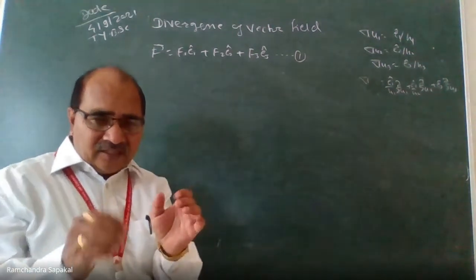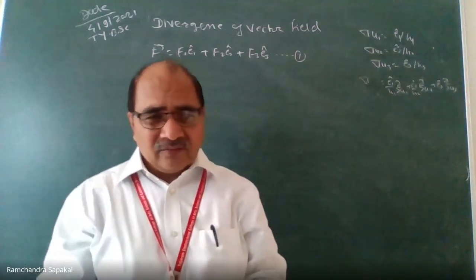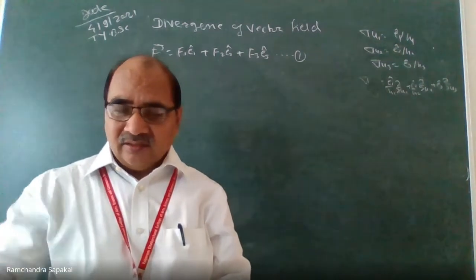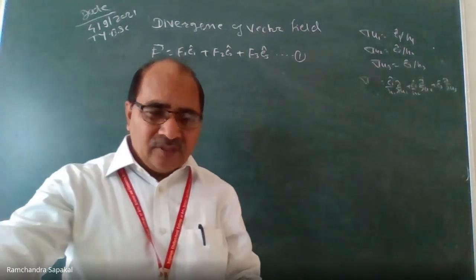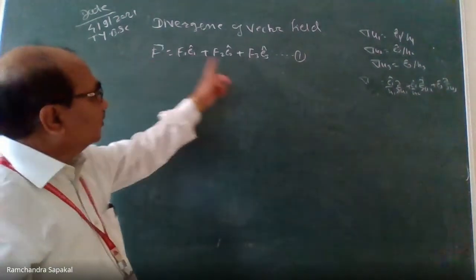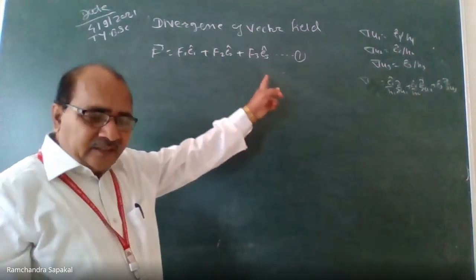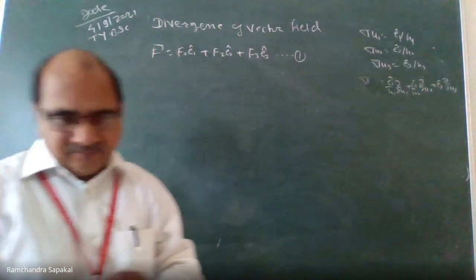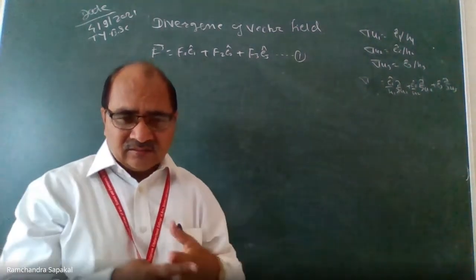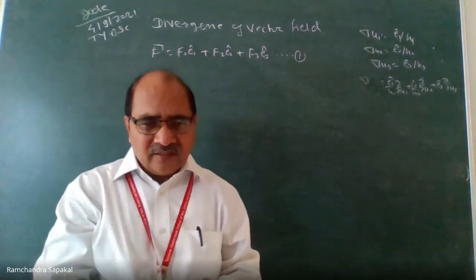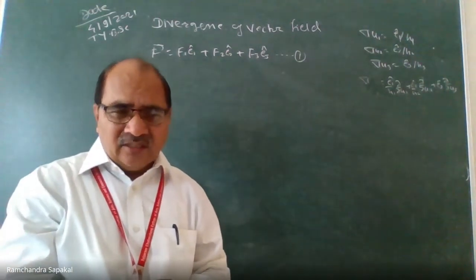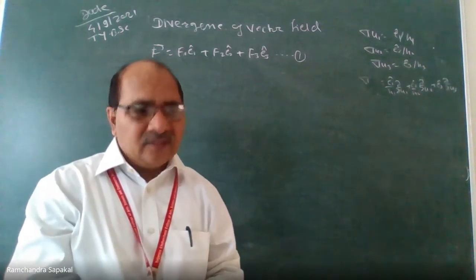along with e1, e2, e3. Means f1 is the component of the vector field along e1, f2 is the component of F along e2, and f3 is the component of F along e3. So there are three unit vectors along u1, u2, u3, that is e1, e2, and e3.